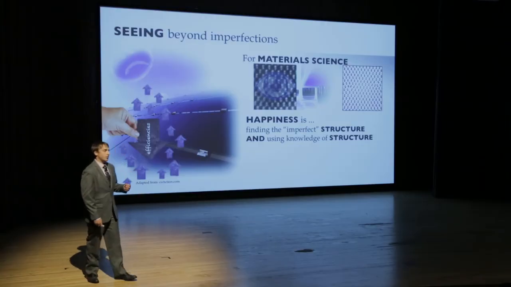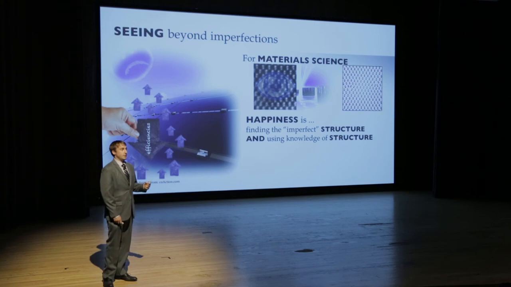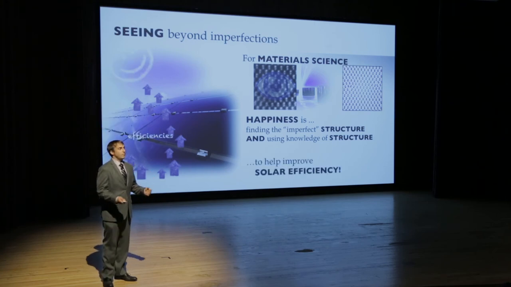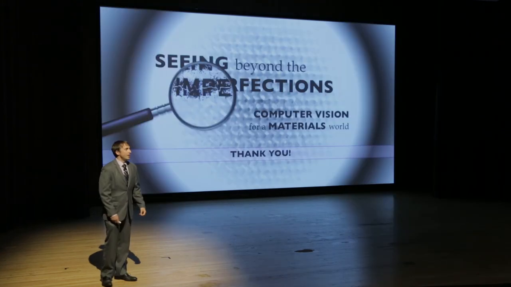Because once we know that structure, we can use the knowledge of the structure to help design better materials, and in this case, to help solve the issue of solar energy efficiencies. So that's what it is. It's about seeing beyond imperfection. In some sense, that means being happy. But I want you to realize, too, that that's a way in which we can design better materials to have a better world we live in.